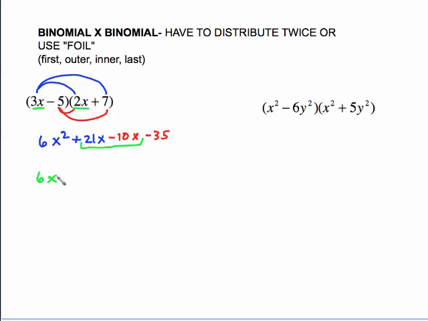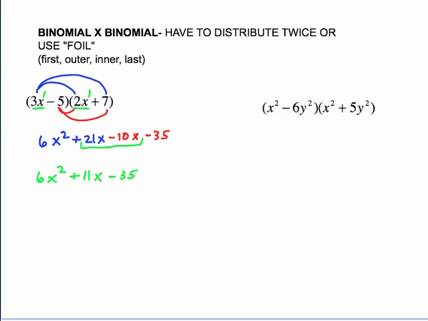So we have 6x squared, 21x minus 10x is positive 11x, minus 35. Notice again, when I got this 6x squared, I'm using the exponent law. 3x times 2x, keep the base, and add the exponents. 1 plus 1 is 2. But I did not do anything to the exponents here. Here I am subtracting, and when you subtract, you only deal with the coefficients.